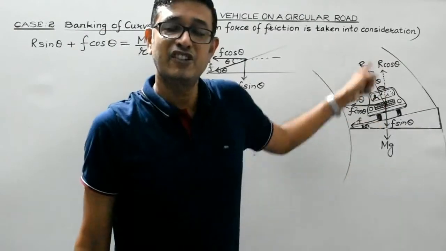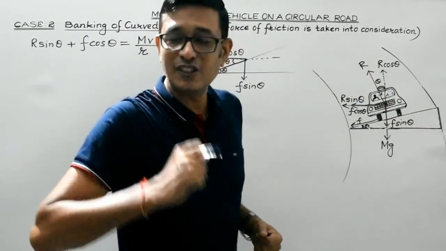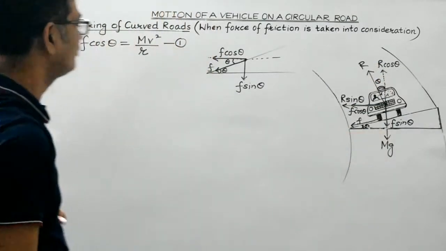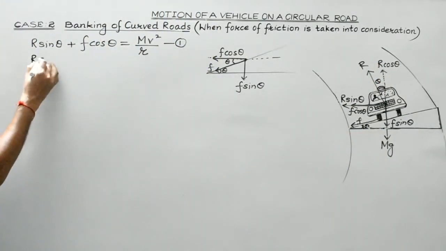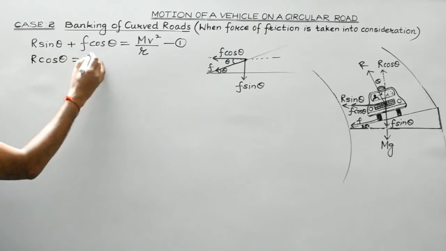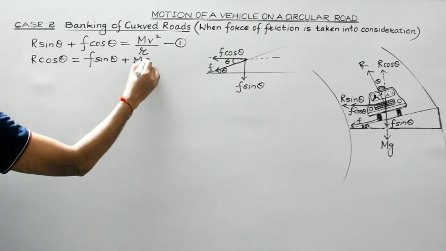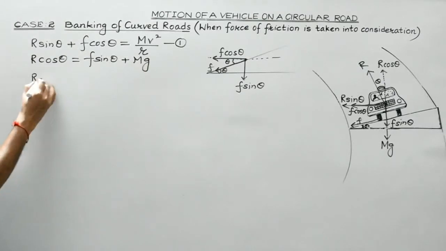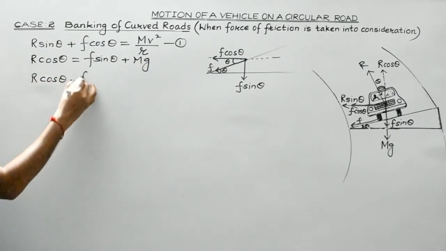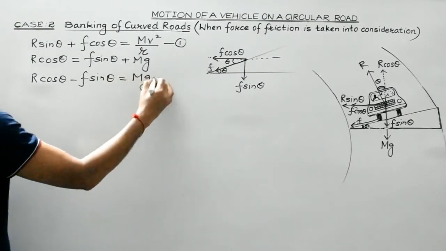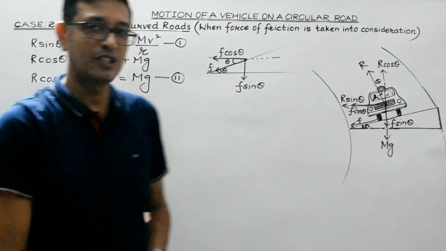In the vertical direction, the vehicle is under the influence of balanced forces. So, the net upward force would be balanced by the net downward force. Therefore, the second equation would be R cos theta, which should be equal to f sin theta plus mg. You can modify it and write it like this: R cos theta minus f sin theta is equal to mg. Put this as equation number 2.